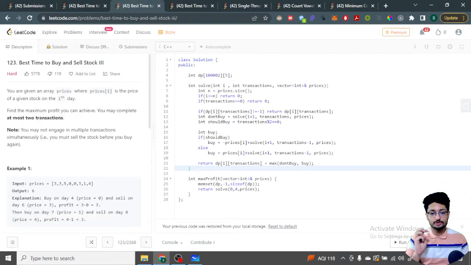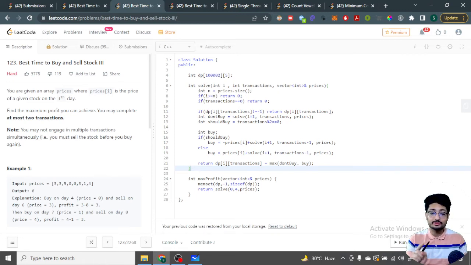Let us move on to the third problem, that is best time to buy and sell the stock, part 3. So you're given an array prices where prices of I is the price of the given stock on the ith day. That is fine. Now find the maximum profit you can achieve so that you can only complete at most 2 transactions. So in the previous example, you could do any number of transactions, but you could hold at most 1 stock. In this, you have to do at most 2 transactions only.